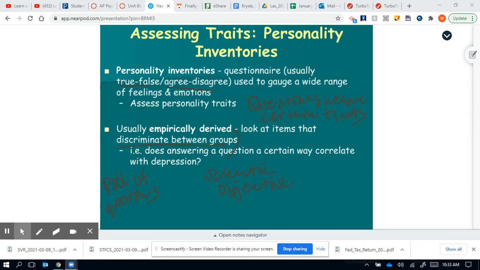All right, any questions there? I know this definition is confusing. The question would ask, looking at a pool of things that discriminate between different groups.